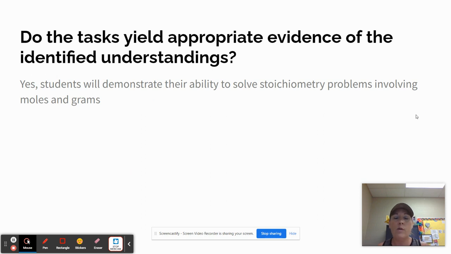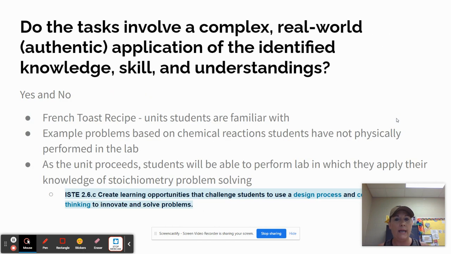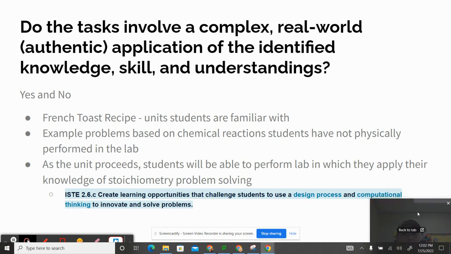If I were to determine whether or not the tasks that I give my students provide appropriate evidence of understanding, I'm going to say yes, because they will actually be solving problems. So I'll be looking at their setup. If they have the steps in the correct order with the correct answer, then I know at least problem solving skill wise, they have an understanding of how to work through the problem. Maybe not the deep understanding that I want them to have yet, but we will eventually get there with those units, moles, and grams.